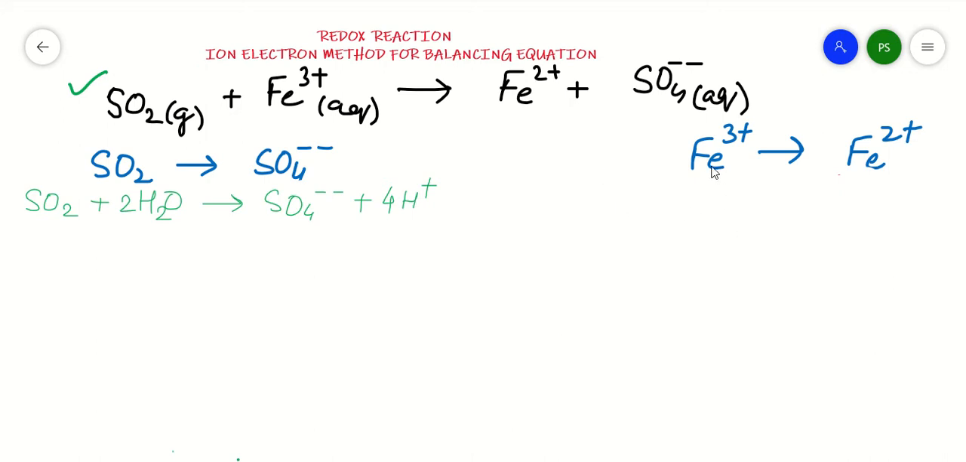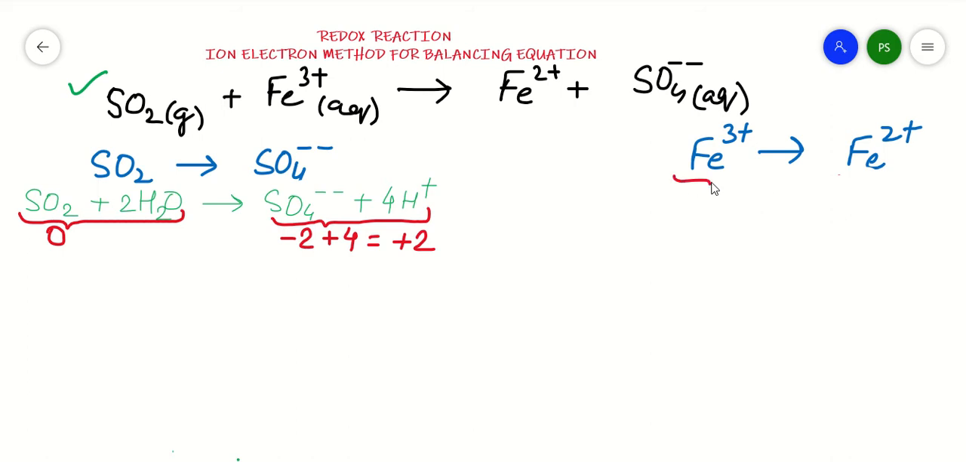On the left hand side there are 4 hydrogen atoms, and on the right hand side there are 4 hydrogen atoms. Similarly, in the iron equation, on the left hand side and right hand side we see 1 and 1 iron atom, although they have different charges. Now how to balance charge? SO2 is not containing any charge, water is not containing any charge, so the total charge on the left hand side is 0. On the right hand side, sulfate is containing minus 2 charge and 4 hydrogen ions are containing positive 4 charge, so the net charge on the right hand side is plus 2.